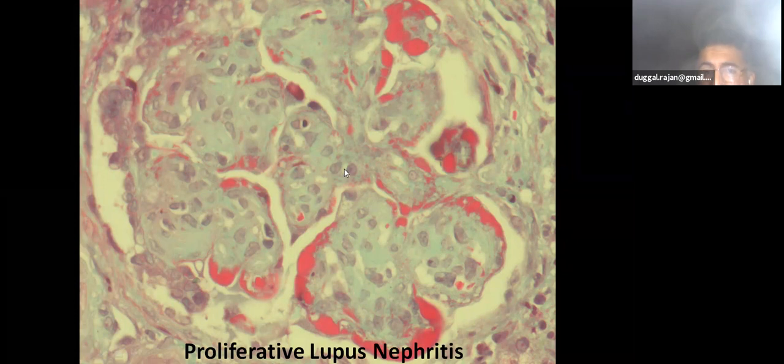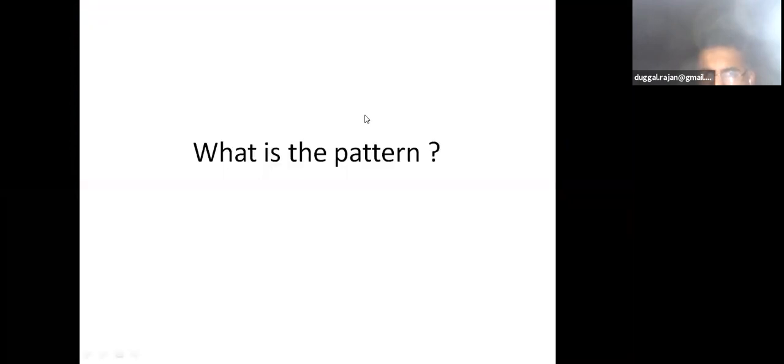But yes, if you see this kind of morphology and a full house IF pattern, your first diagnosis should be lupus nephritis only. Okay. So we come to the next case.